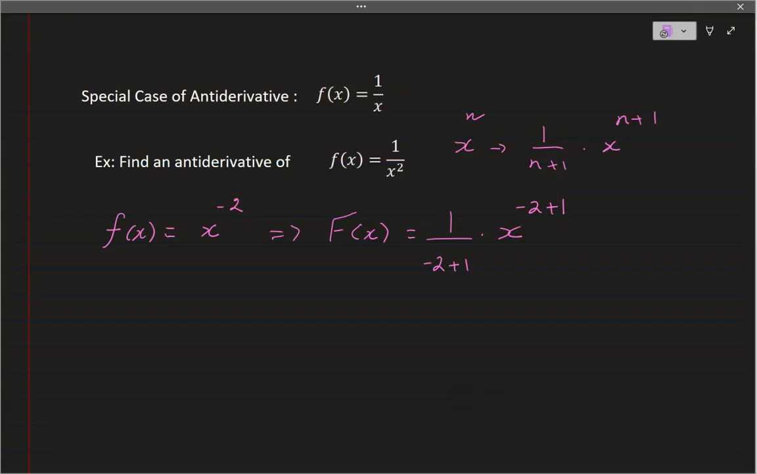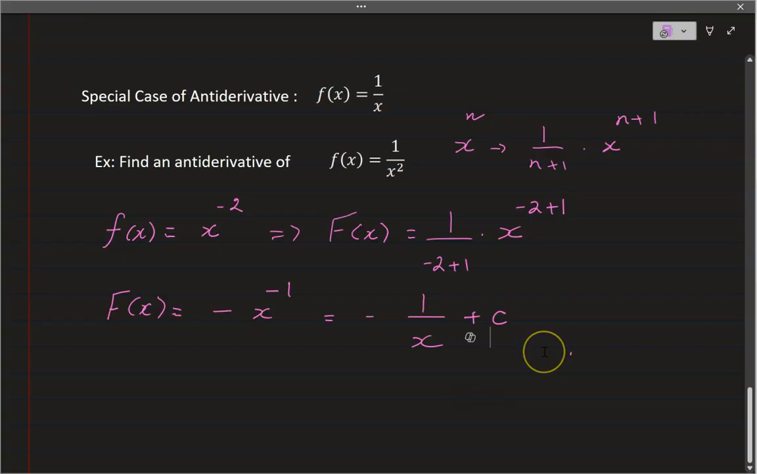Now that we have this, let's simplify that. So F of x equals negative x to the -1, which ends up being -1 over x. Very good. Once we get that, we're going to add c to it. So that is one of the antiderivatives that we have, as there are many, infinitely many of them. So this is the antiderivative.